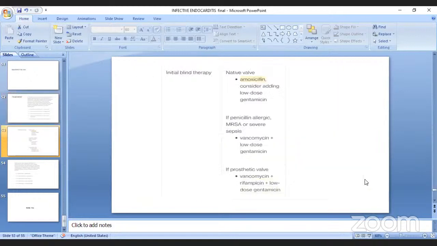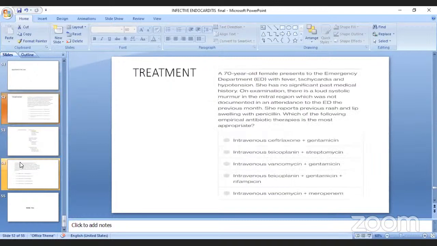Let's see if Yashika is right or not. Initial blind therapy, that a lot of students were asking me. The initial blind therapy for native valve is amoxicillin. Consider adding low dose gentamicin. But if the patient is allergic or has MRSA or severe sepsis, then you have to give vancomycin and low dose gentamicin. If the patient has a prosthetic valve, you give vancomycin, rifampicin, and low dose gentamicin.